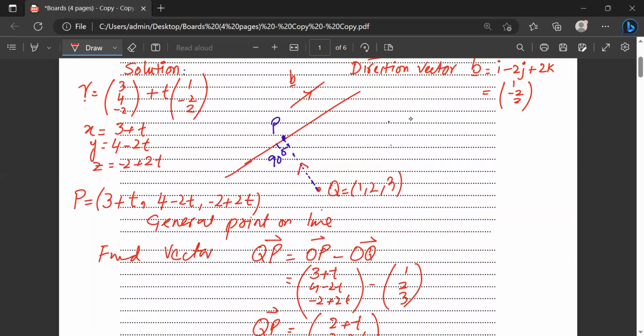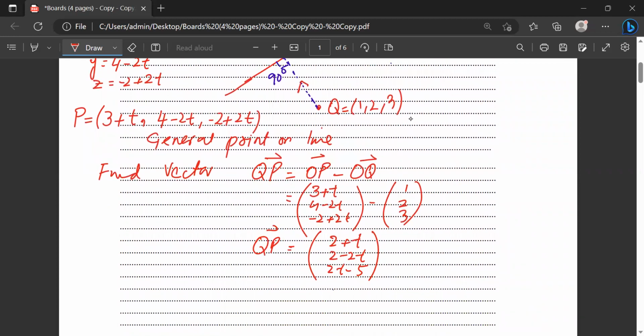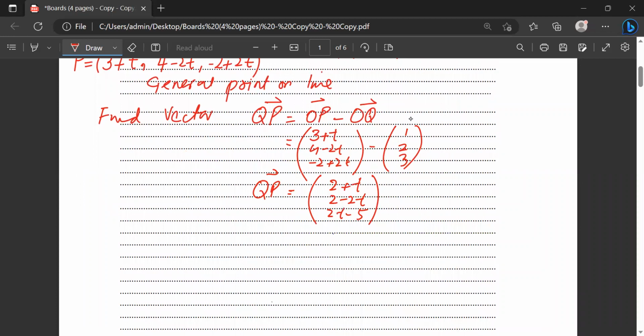Now, using the fact that the point is closest and this angle is 90 degrees, this vector QP is perpendicular to the line. So you can say that the QP vector is perpendicular to the line.